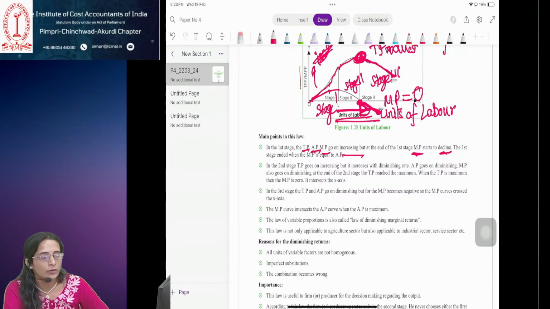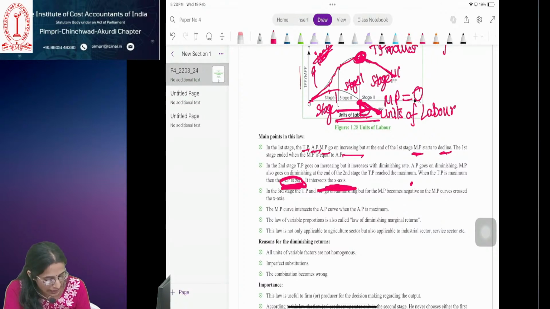Second stage, what happened? Total product again will go on increasing. But what will happen to the marginal product? It will increase, but at a diminishing rate, right? Marginal product also goes on diminishing. When the total product in the second stage reaches maximum, marginal product MP is 0, what we discussed, right? It intersects the x-axis.